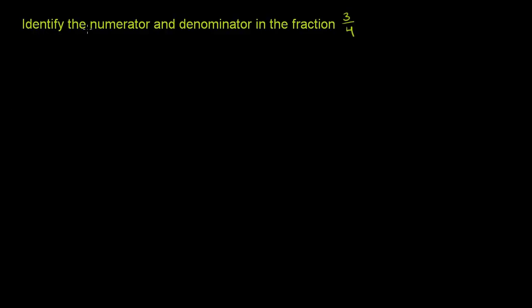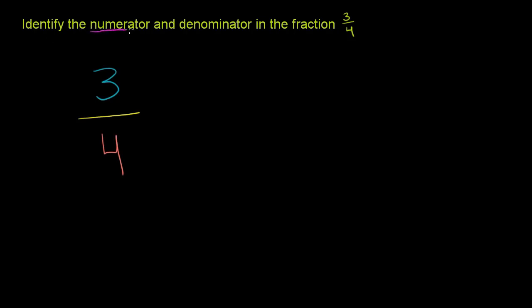We're asked to identify the numerator and denominator in the fraction 3/4. So let's rewrite this just so it's nice and big. So let me just write the fraction. So we have 3 over 4. 3/4. Now, they want us to identify the numerator and the denominator.